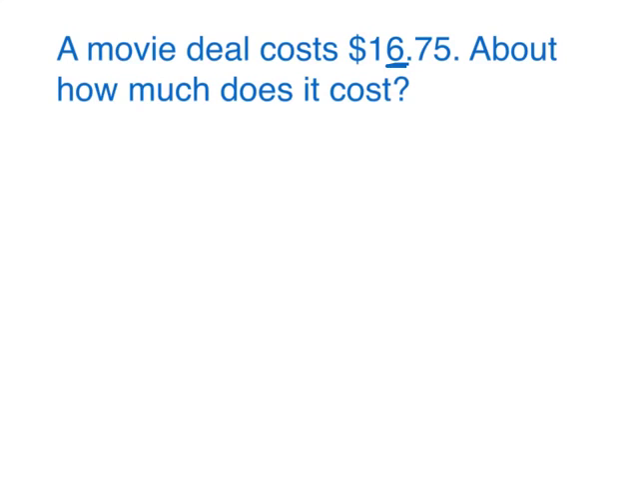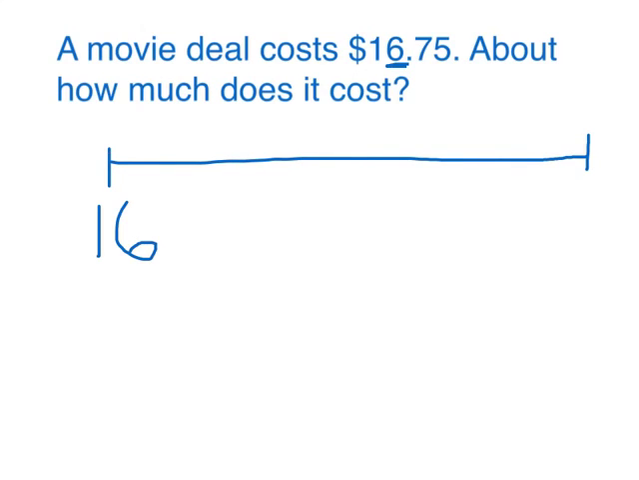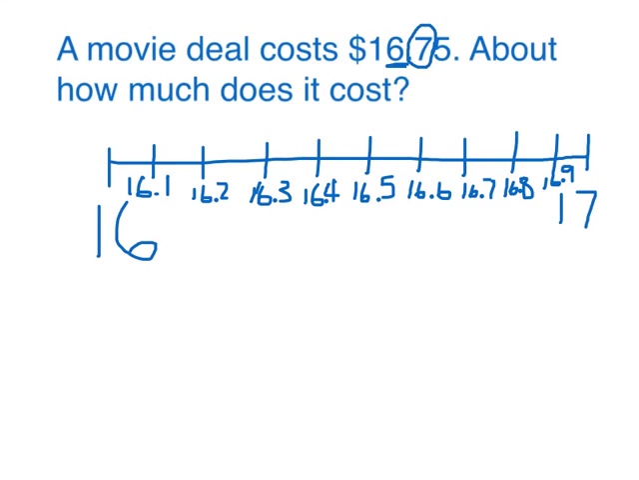I need to find the two whole numbers that 16 and 75/100ths falls between. Well, I know that it's $16 and a little bit more. So 16 and 75/100ths falls between 16 and 17. I'm going to use the next place value, the tenths place, to split my number line up and locate 16 and 75/100ths. I have split my number line into the tenths that fall between 16 and 0/10ths and 17 and 0/10ths. Now I need to place 16 and 75/100ths on my number line.